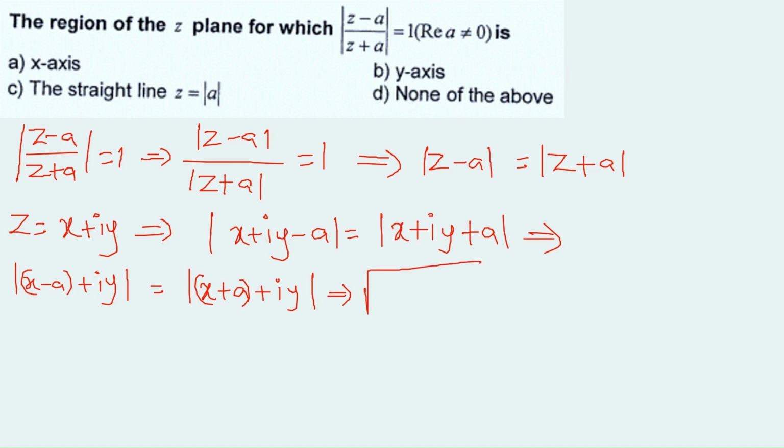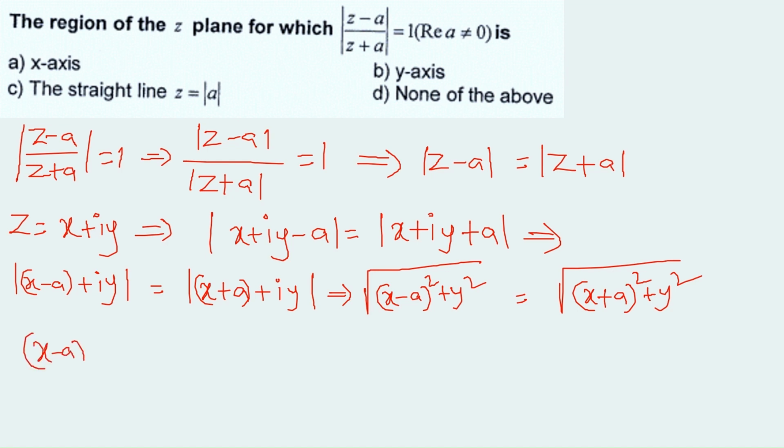So square root of (x minus a) whole square plus y square is equal to square root of (x plus a) whole square plus y square. So squaring both sides yields (x minus a) whole square plus y square is equal to (x plus a) whole square plus y square.